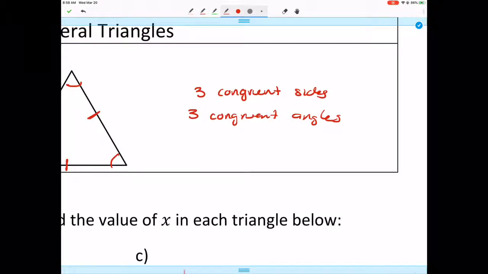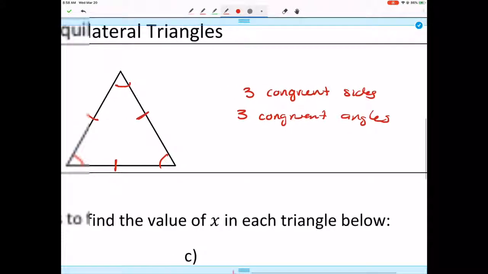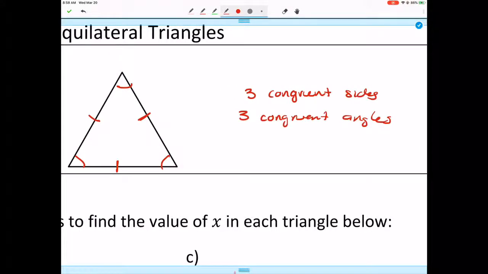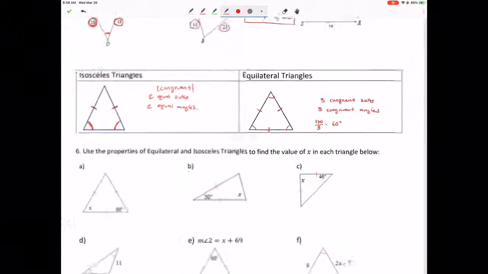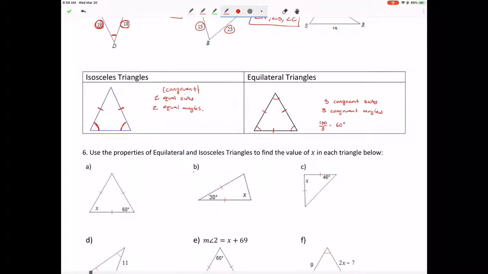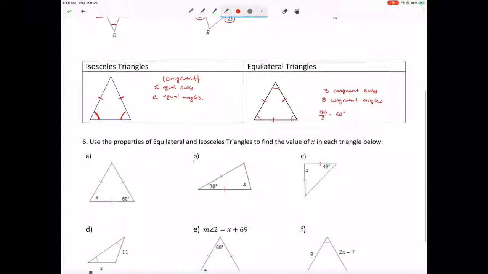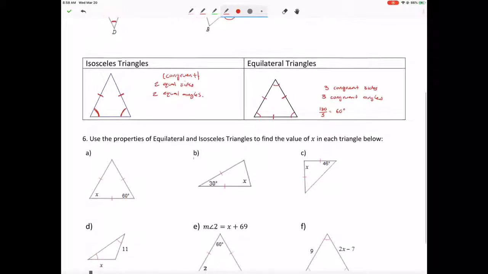All right, so when you have an equilateral triangle, we know a triangle is 180, and if all of the angles are congruent, we know that each angle is going to be 60 degrees, always. So an equilateral triangle is also an isosceles, but it's not vice versa. An isosceles triangle is not necessarily an equilateral triangle.